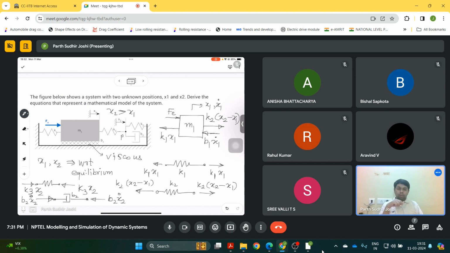Now at the point P, there is actually no mass present at this point. So what will be the relation between the forces acting at that point? What will be the relation between the spring force and the damper force acting at that point? Anyone?